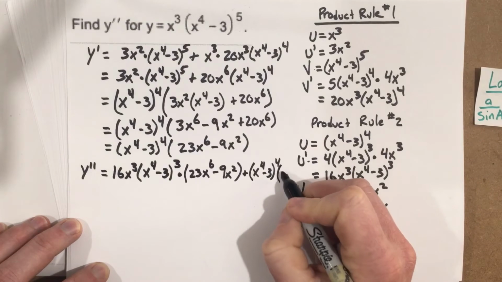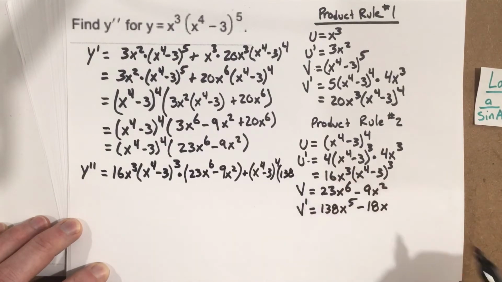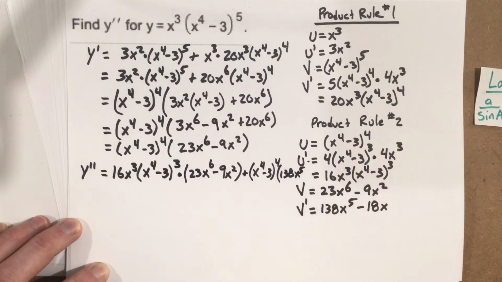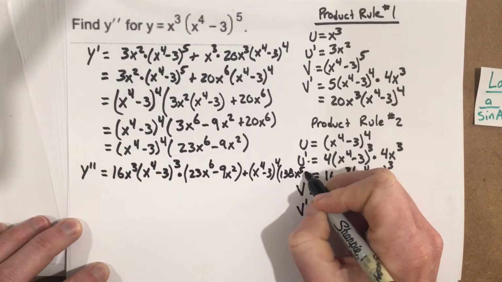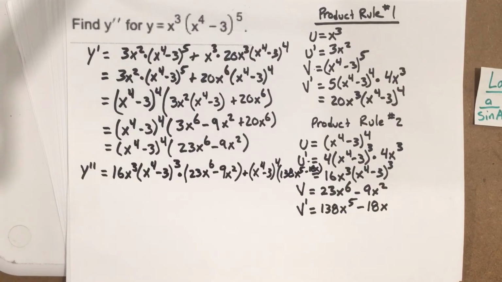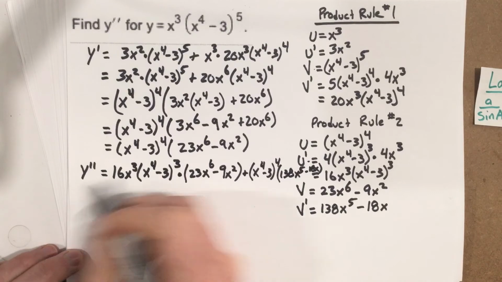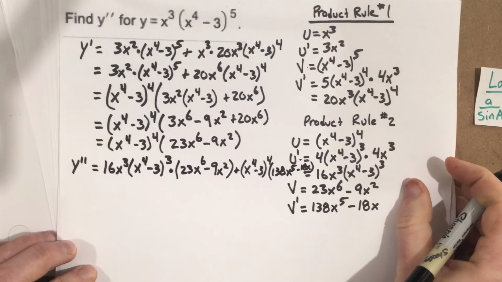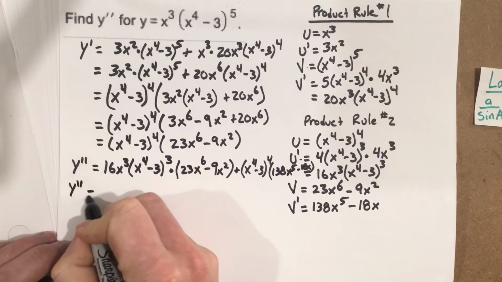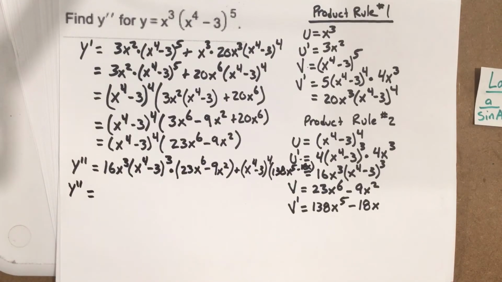So 138x to the 5th, and we're kind of running out of room, minus 18x. I'm going to scrunch it in there. I know that doesn't look great. I'll try to slide this over just a hair and write y equals here, and then we'll try to combine some terms so they don't overlap.